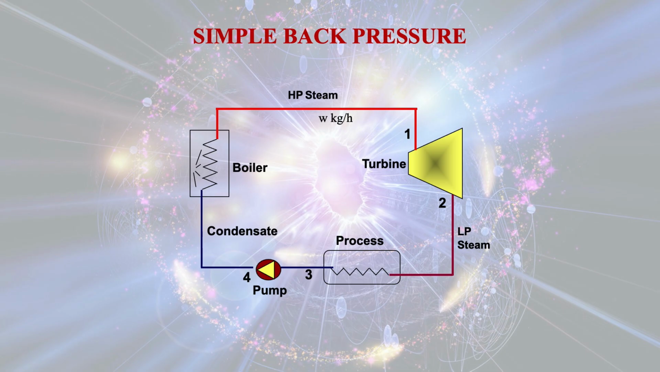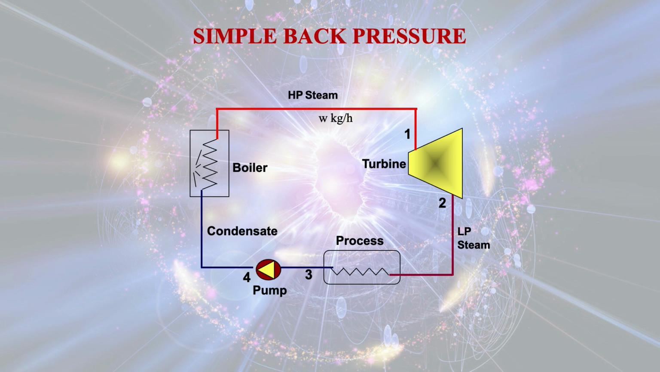This is the block diagram of simple back pressure. Here the boiler is there for generating high pressure, high temperature steam. That steam enters the turbine and expansion of steam takes place in the turbine. Thereby, the turbine does work and the shaft of the turbine is coupled to the shaft of the generator, which in turn produces electricity.